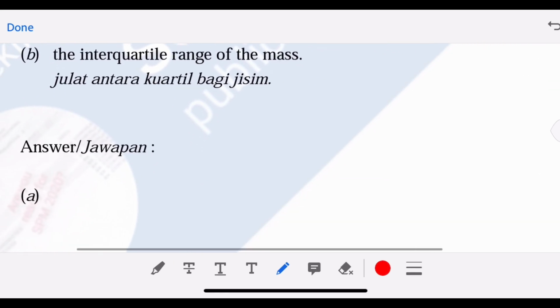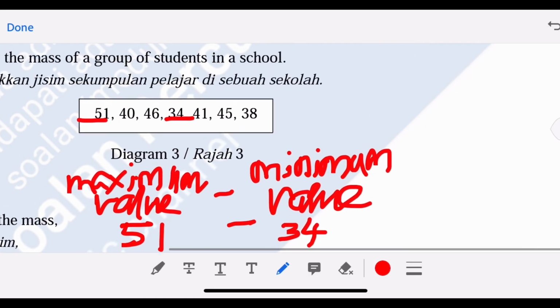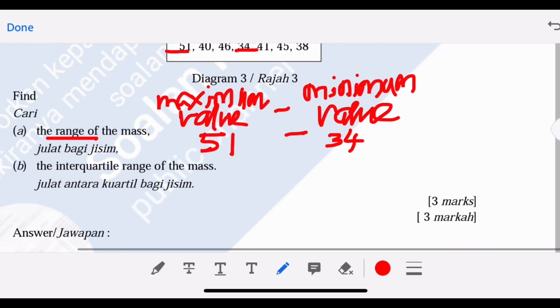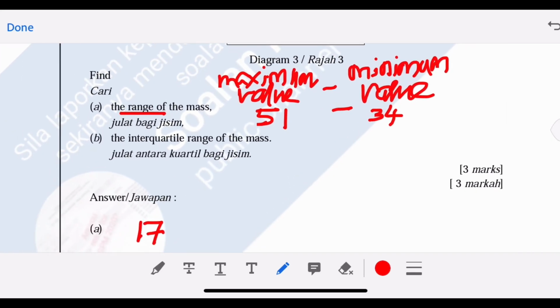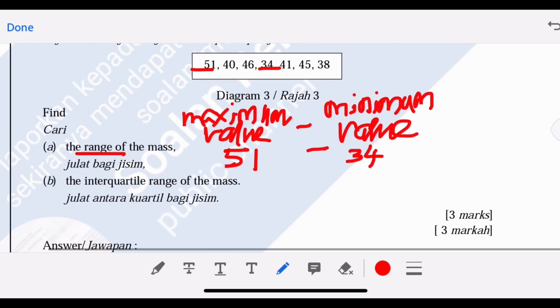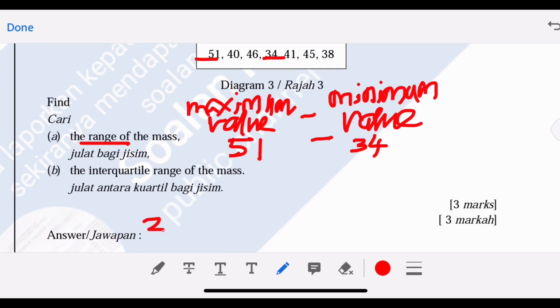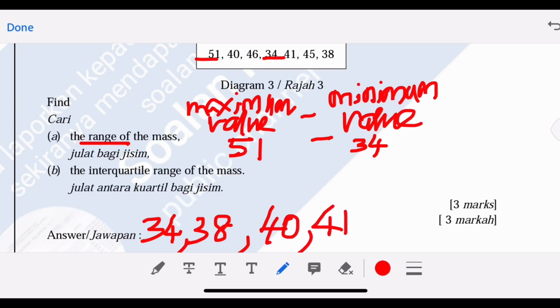How to find the interquartile range of the mass? In order to find the interquartile range, we need to arrange the data in order. So let's arrange the data in order, starting from the smallest one: 34, followed by 38, followed by 40 and 41, and then we have 45 and 46, and then finally we have 50.